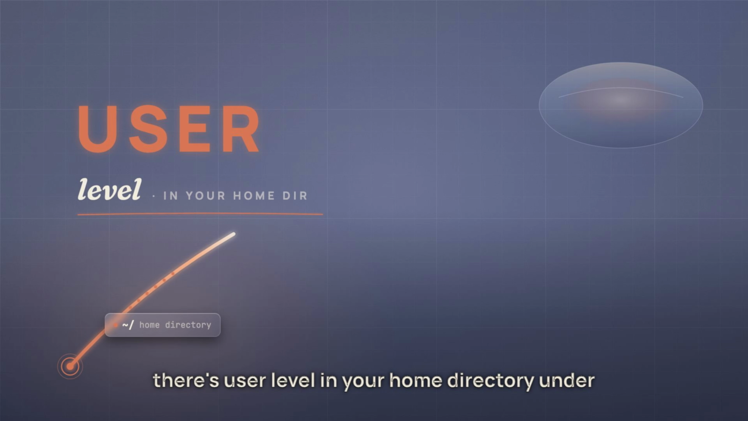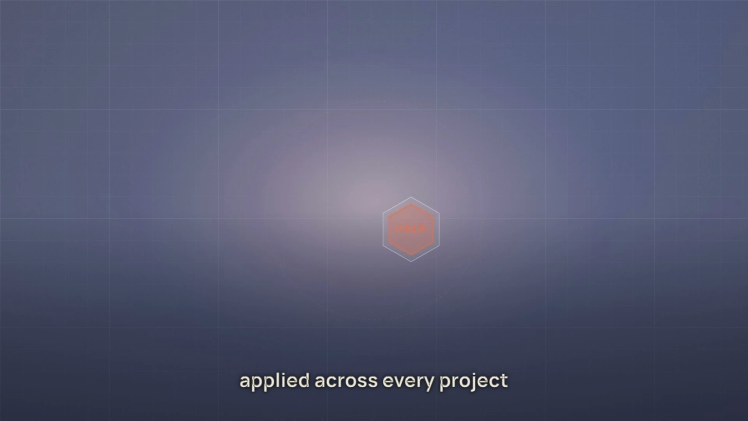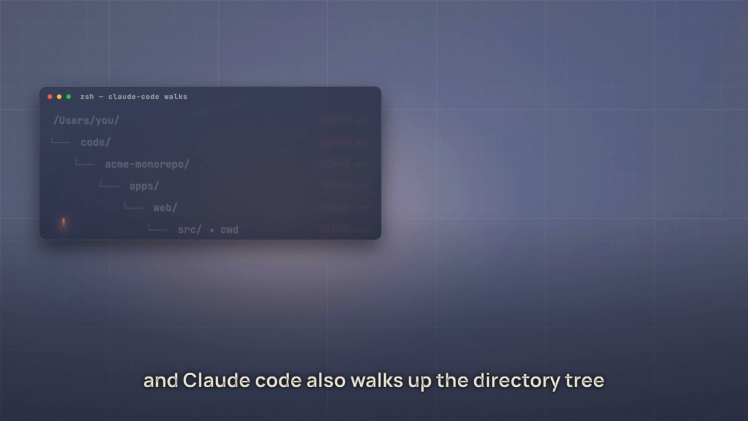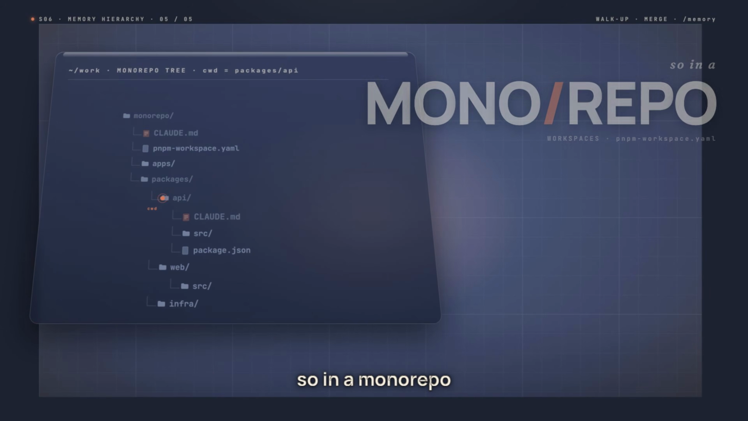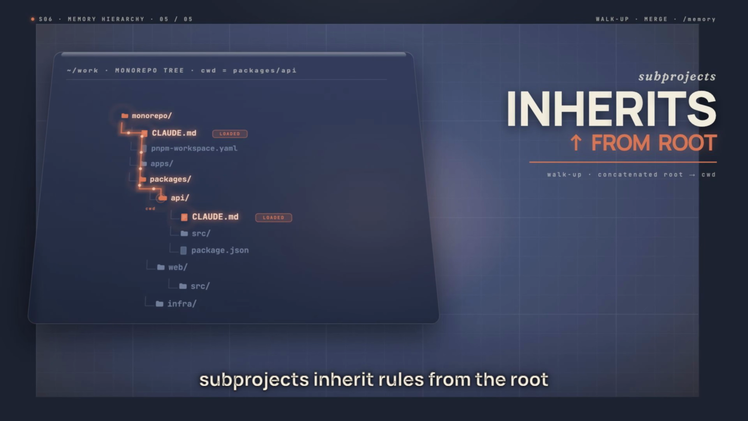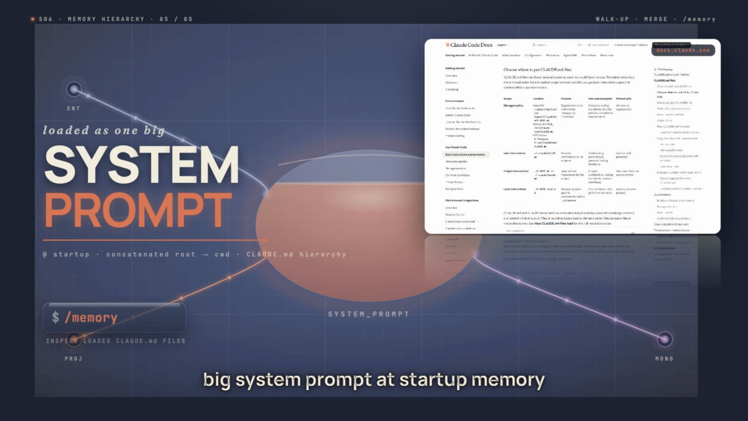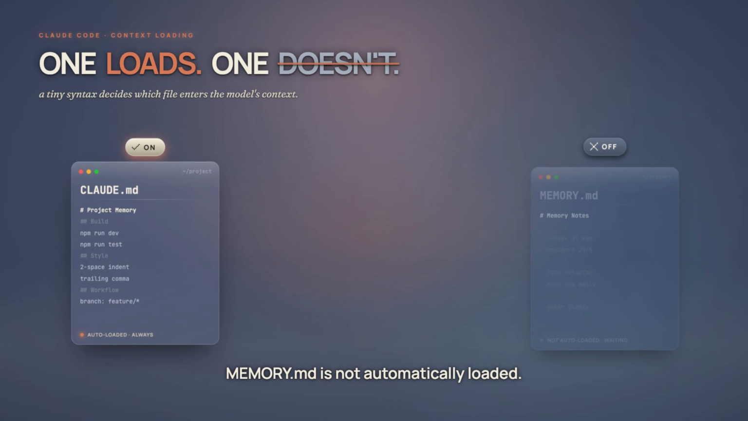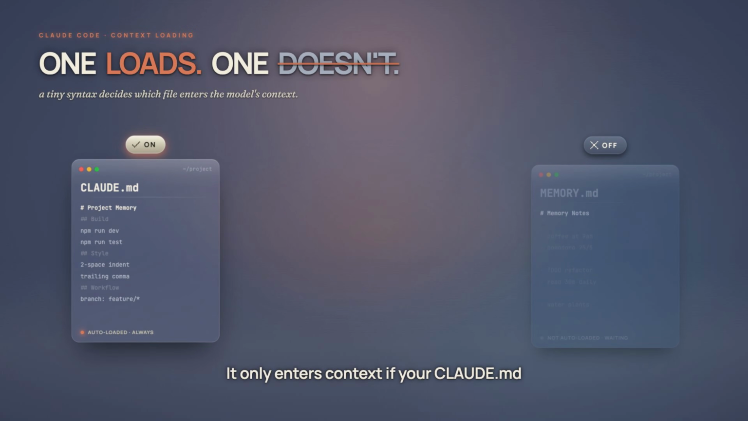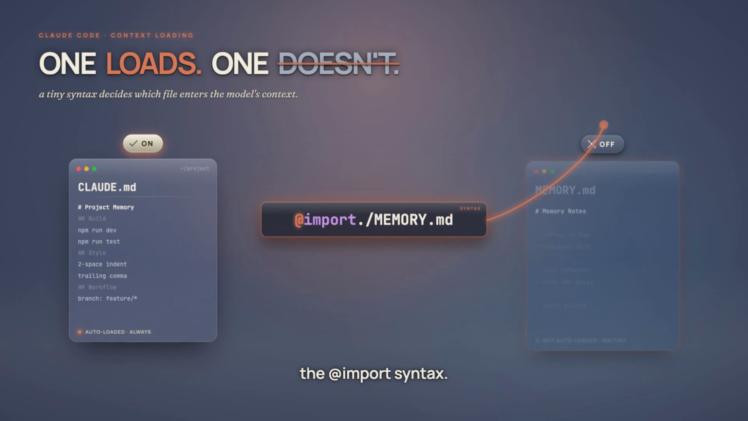There's user level in your home directory under .claude. These are your personal preferences, applied across every project. And Claude Code also walks up the directory tree, so in a mono-repo, subprojects inherit rules from the root. All of these get merged into one big system prompt at startup. Memory.md, on the other hand, is not automatically loaded. It only ends up in the model's context if your CLAUDE.md explicitly imports it using the @ import syntax.